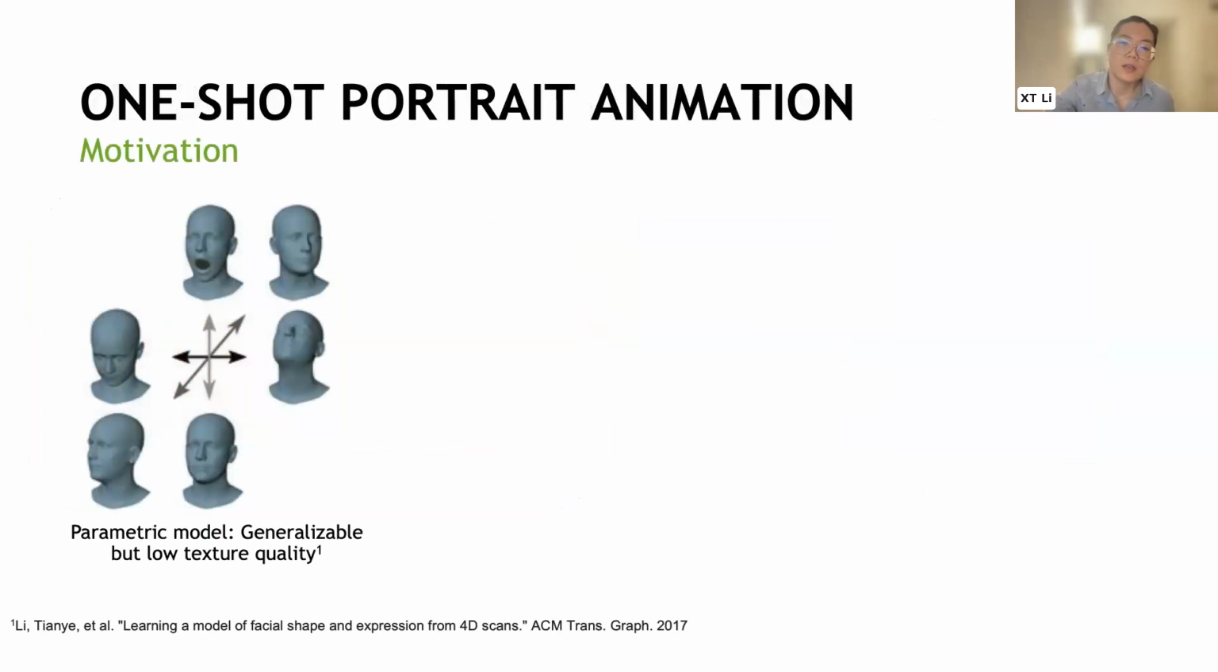So there already exists a large amount of portrait animation methods, starting with the classic parametric models. These parametric models are learned with large-scale scanned 3D data and can generalize to unseen identities. But they are mesh-based, so their texture resolution is limited, and they cannot capture regions beyond the face area well, like the hair, accessories, or if the subject is wearing a hat.